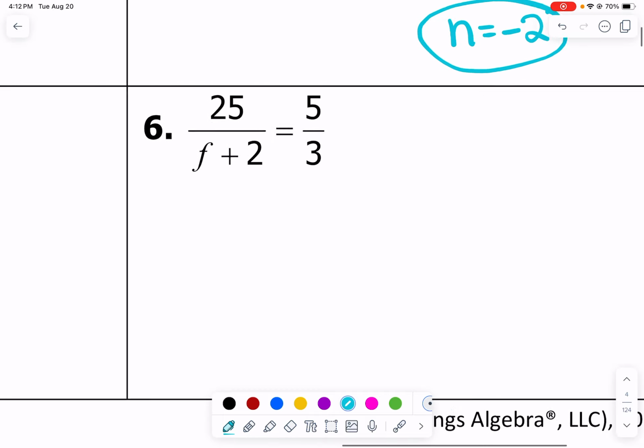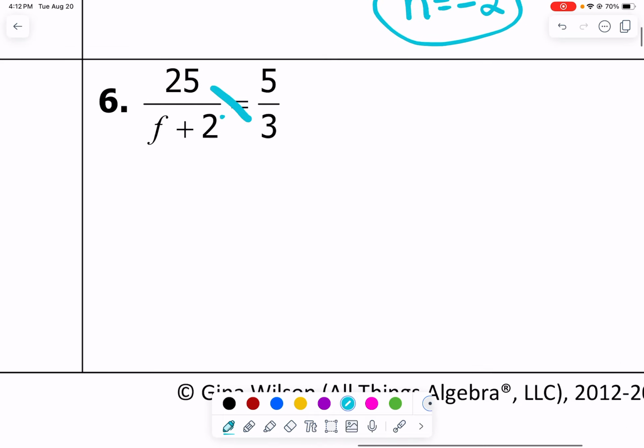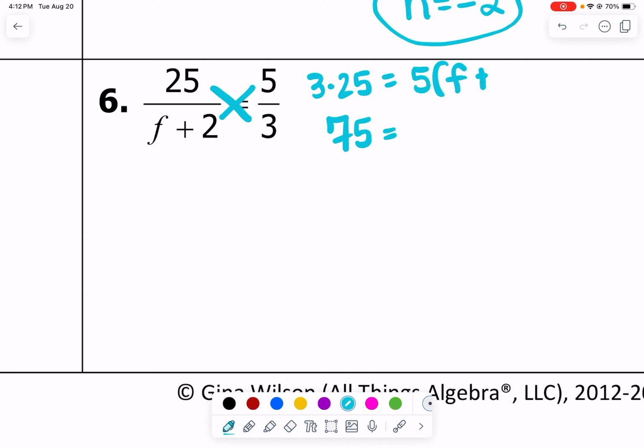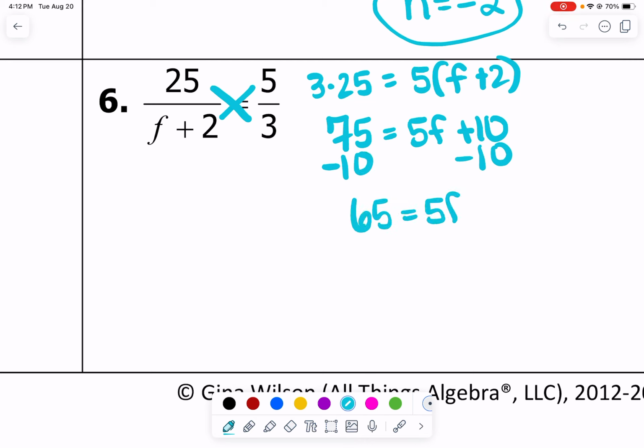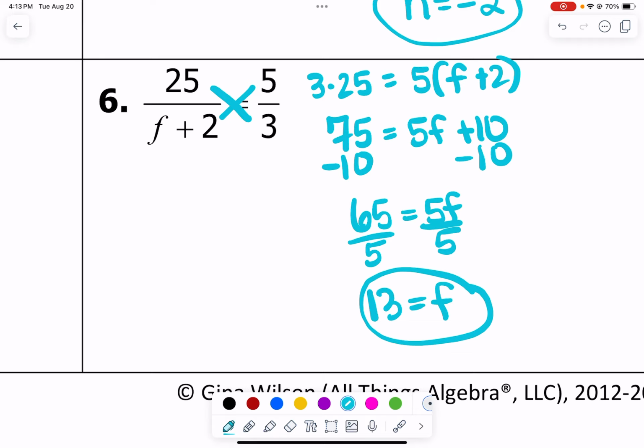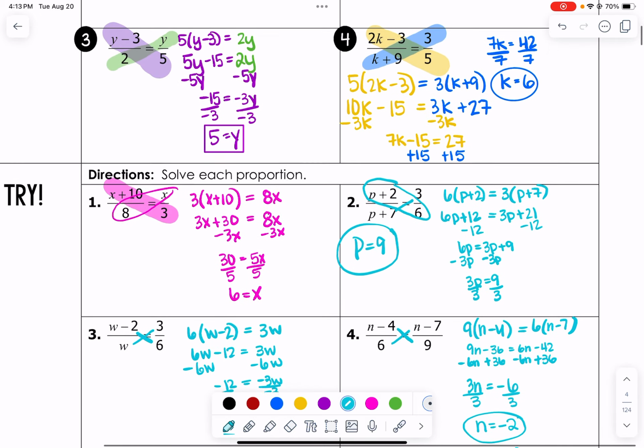Now we're going to do 6. I'm going to cross this one and cross this one. So we get 3 times 25, which is 75, is equal to 5 times f plus 2, which is the same thing as saying 5f plus 10. Subtract 10 on both sides. We get 65 equals 5f. Divide both sides by 5. 65 divided by 5 is 13, and that is our f. And so that is the sheet we did today here.